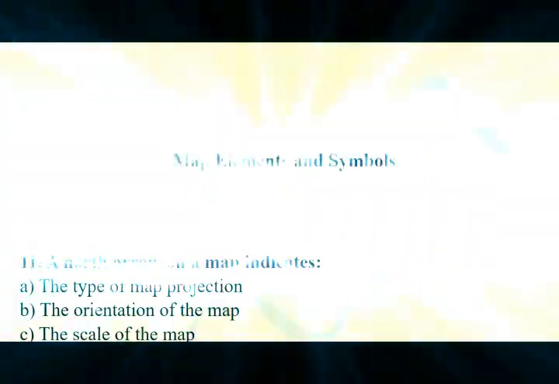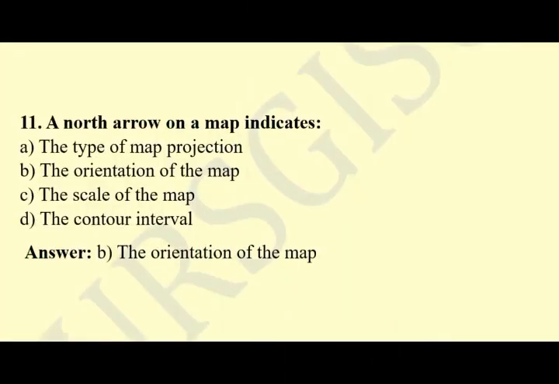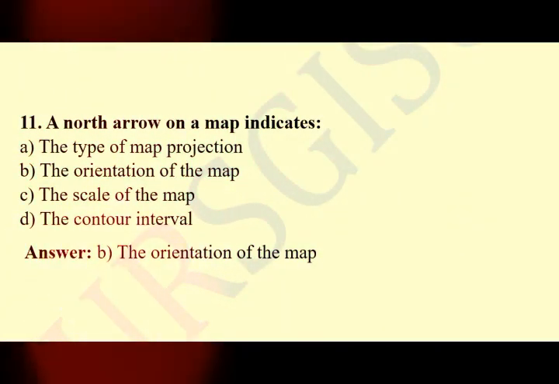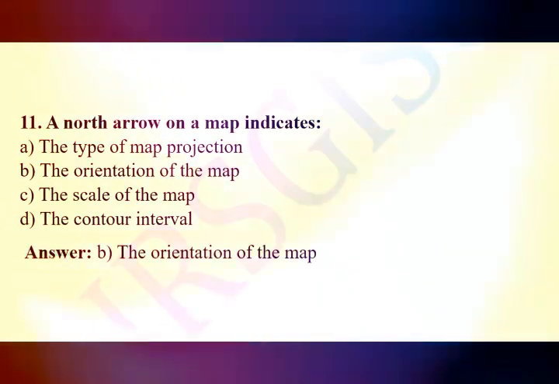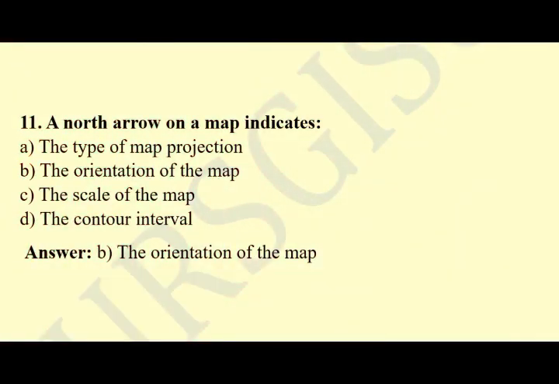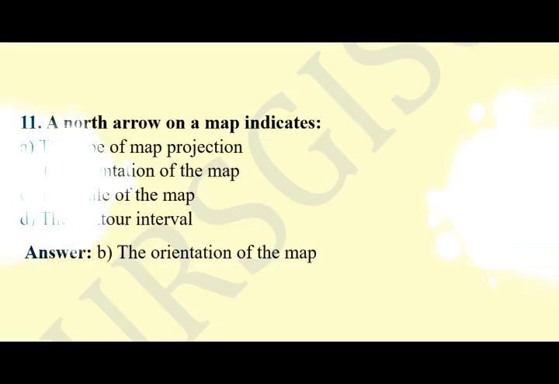Now the category Map Elements and Symbols. A north arrow on a map indicates the type of map projection, the orientation of the map, the scale of the map, or the contour interval. Here the right answer will be the orientation of the map.